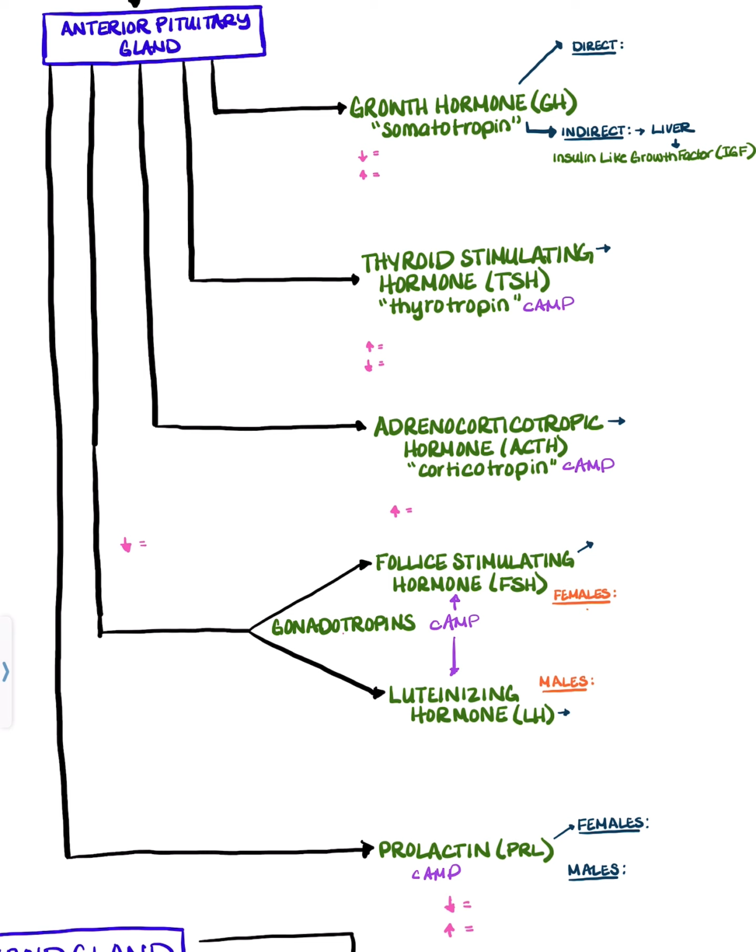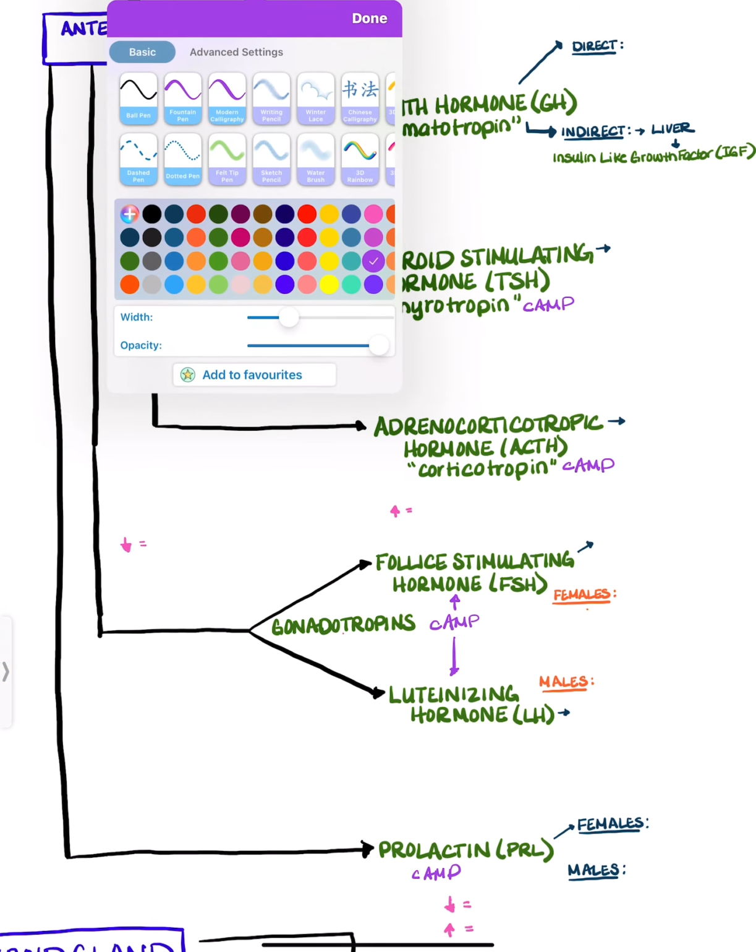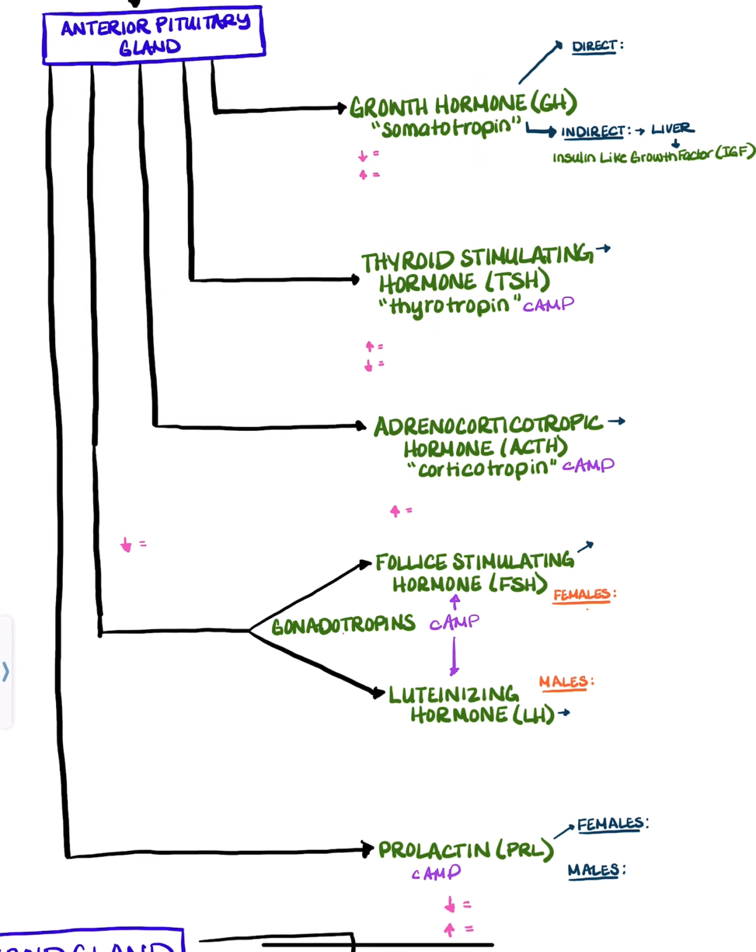Another thing when we're talking about the hormones released from the anterior pituitary gland is that four of them are what we call tropic hormones or tropins, meaning that they go on to regulate the secretion of other hormones. So when they are secreted, they go act at another endocrine gland to cause the secretion of another hormone. So that's basically what a tropin is.